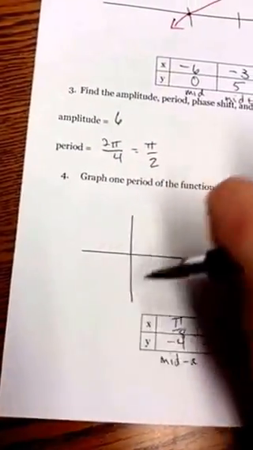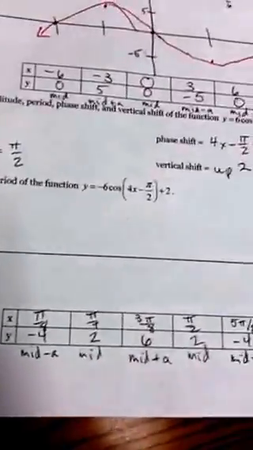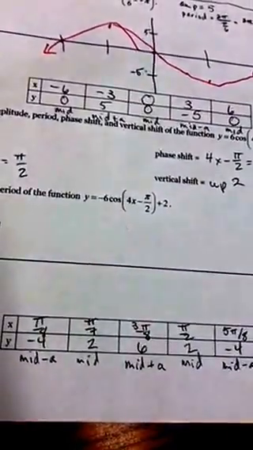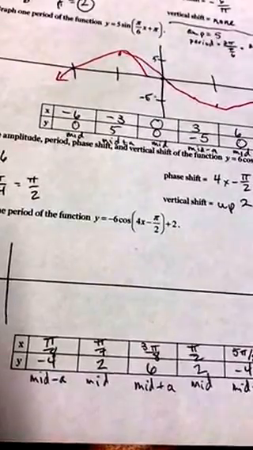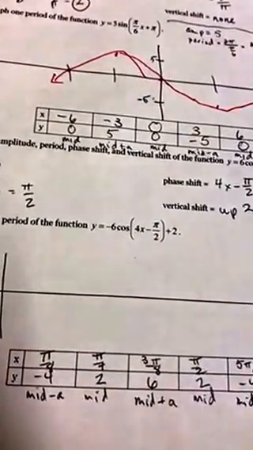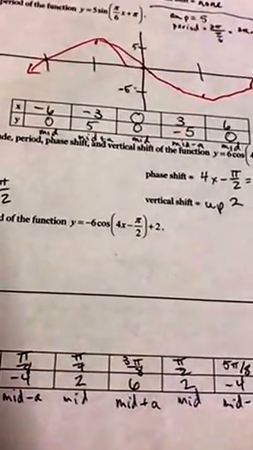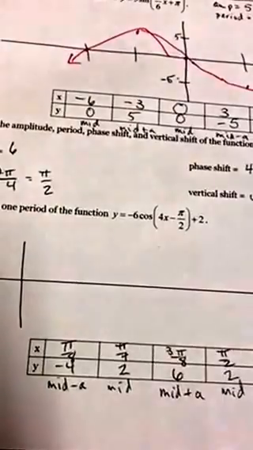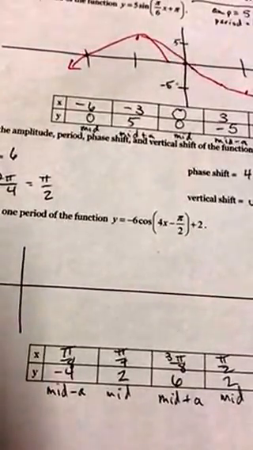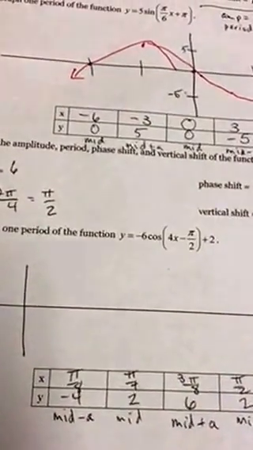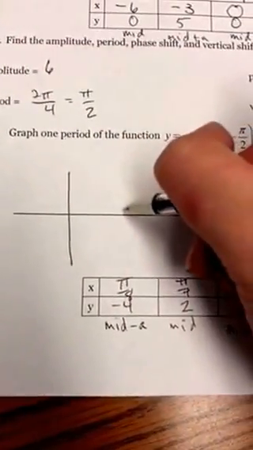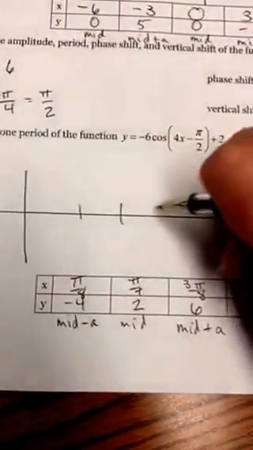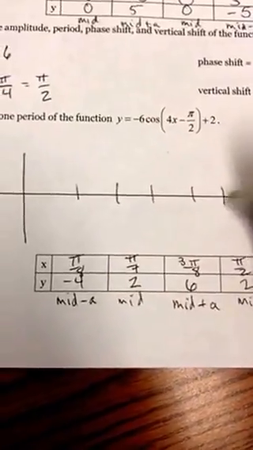Okay, so we draw. And as I draw, we're going to have to mark our 5 points. So that one's not going to count because we don't have a point at 0. So 1, 2, 3, 4, 5.